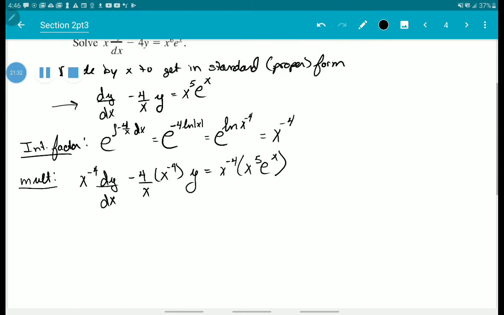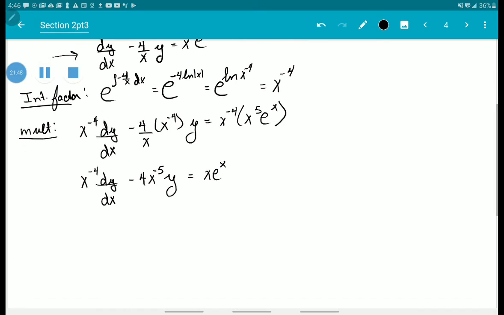So then we're going to do some simplifying. This is minus 4x to the negative 5 times y. That's equal to x e to the x. So now we're going to do our rewrite step. Let's rewrite this guy. It's going to be the integrating factor, which is x to the negative 4 times y.